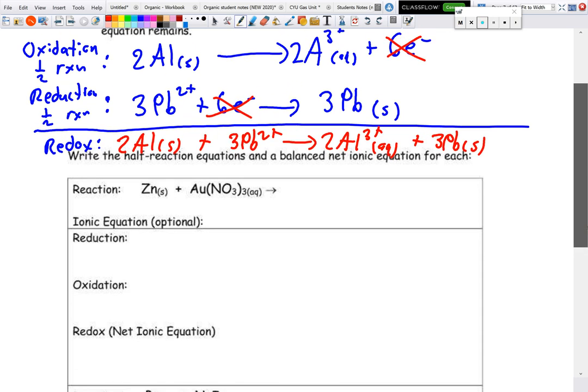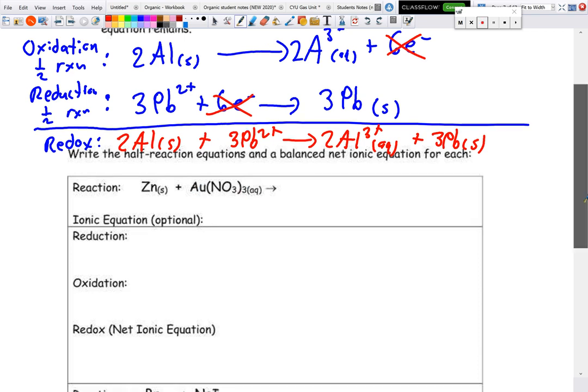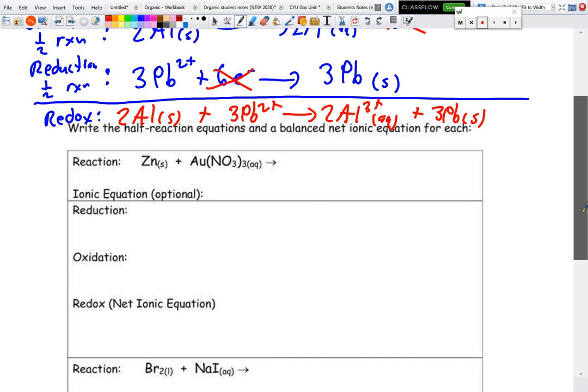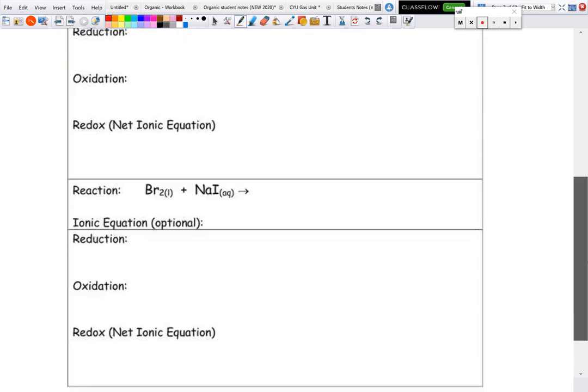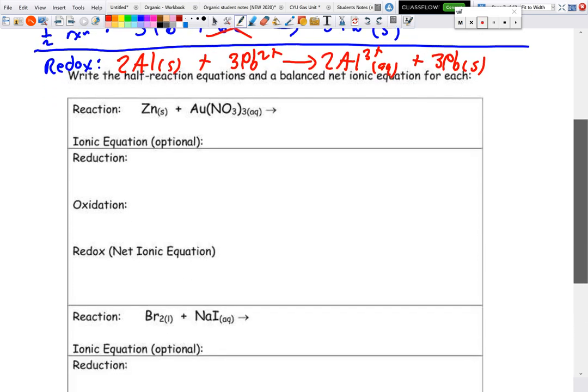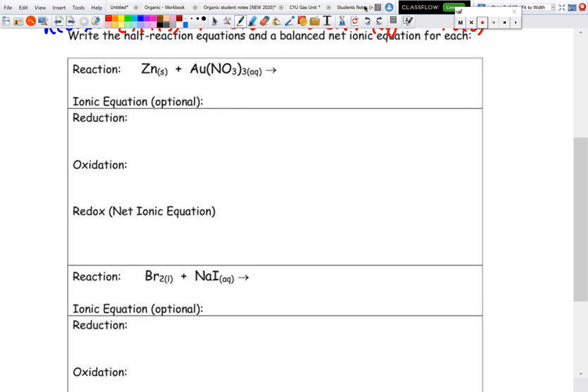So in this one right here, we got zinc solid and gold nitrate reacting. So if you are confident with this one, just pause the video and try it out. But other than that, I'm just going to go over this one just so you can then have the background to go through the other ones. So of course, this is a single replacement reaction where we're going to get zinc nitrate, and then plus gold solid.